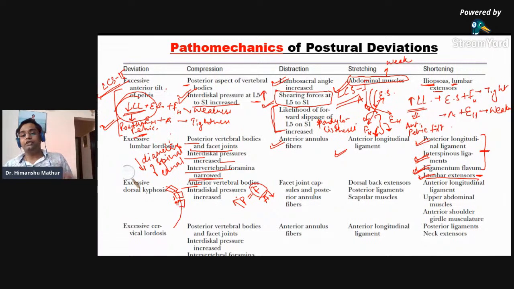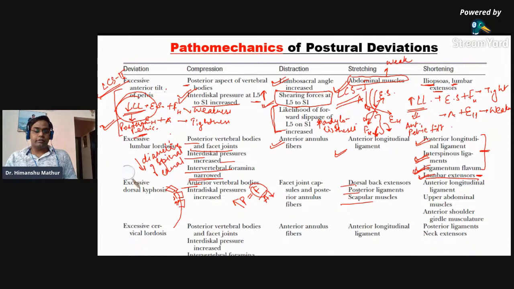Now this increase of pressure between the facet joint will eventually lead to facet joint arthropathy, or degeneration of the facet joint articular cartilage, which will eventually lead to arthritis of the facet joint, which is another name for facet joint arthropathy. Now there is stretching of the back extensor muscles or the posterior ligaments and the scapular muscles also.